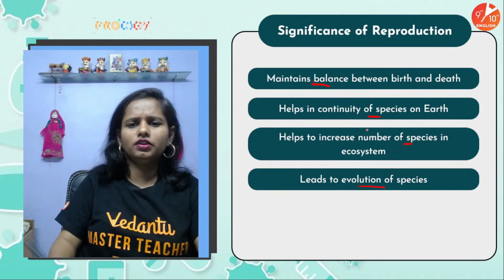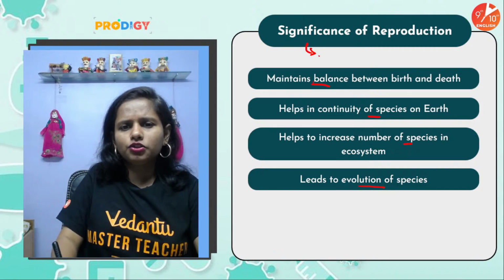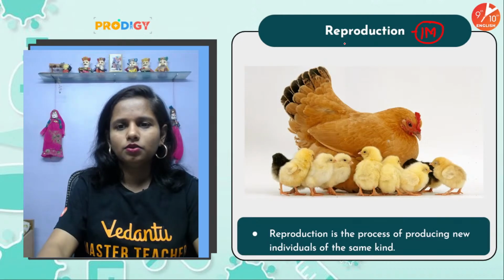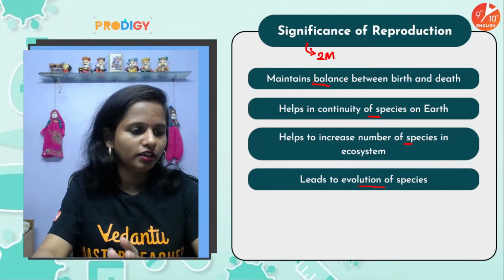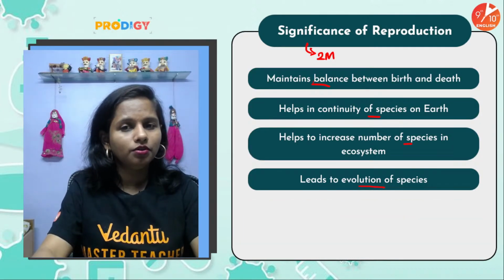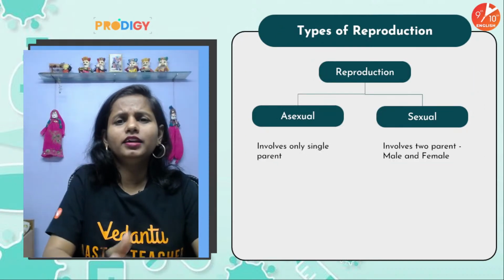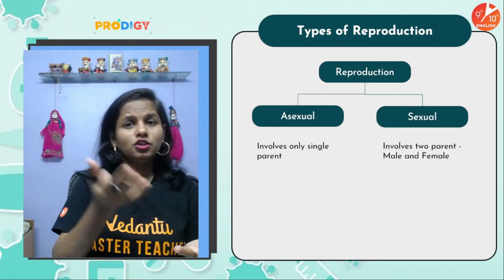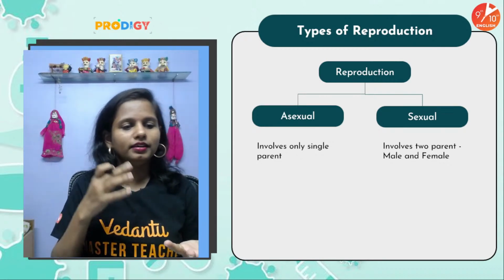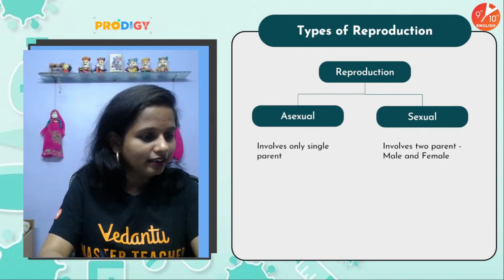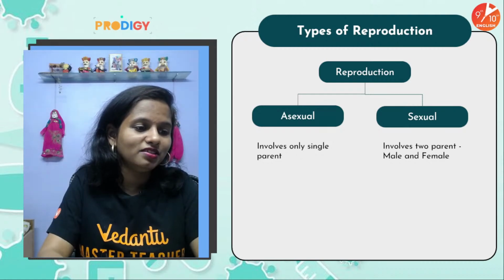So significance of reproduction, again, this question is asked for 2 marks. I'm going to tell you which question can be asked for how many marks. Then, guys, there are 2 types of reproduction: asexual and sexual. Asexual is uniparental, sexual is biparental.